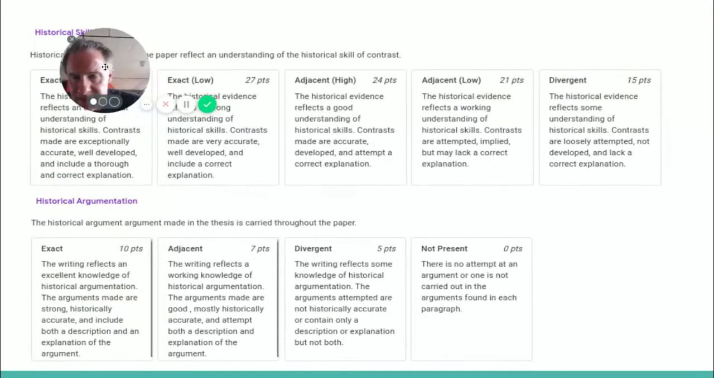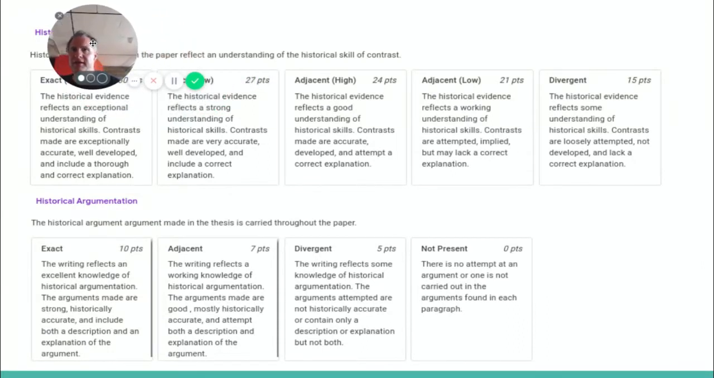Next is argumentation. This is based on those last two parts of each paragraph. Do you correctly describe the difference? And do you have your explanation of why that difference occurred? So that is your argumentation points.